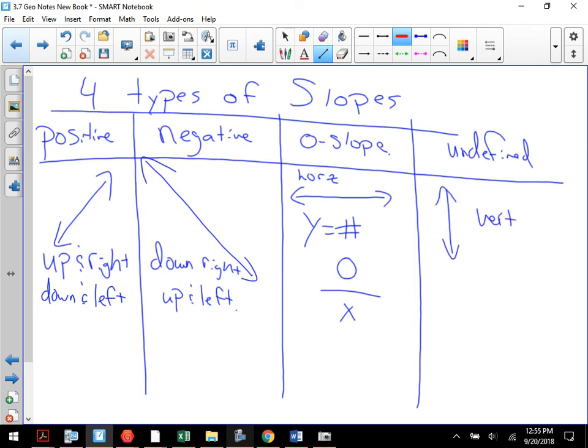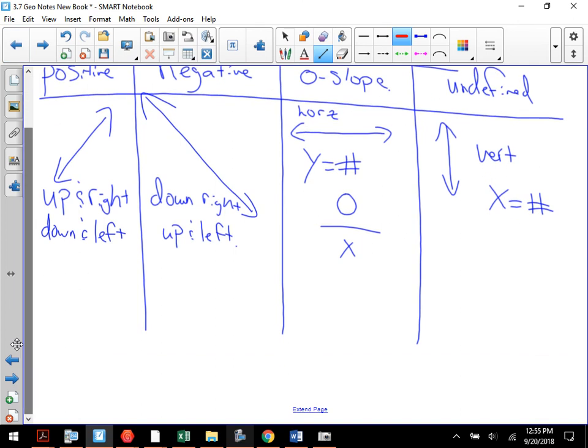If horizontal lines are always y equals a number, vertical lines then would be, it's nice when you have process of elimination, isn't it? And we always say the undefined slope is because the x value never changes.